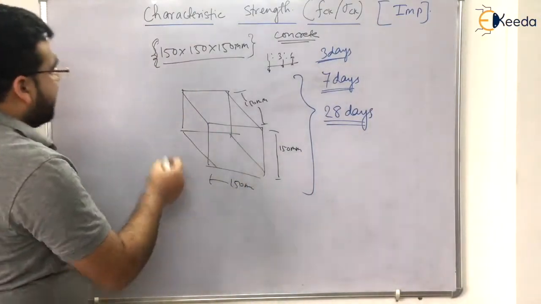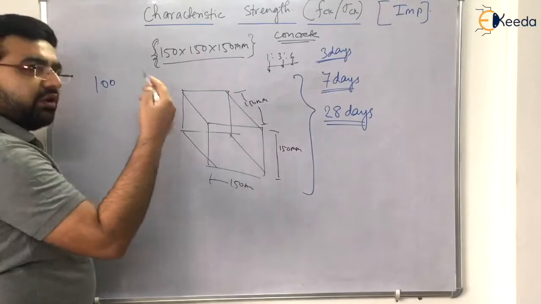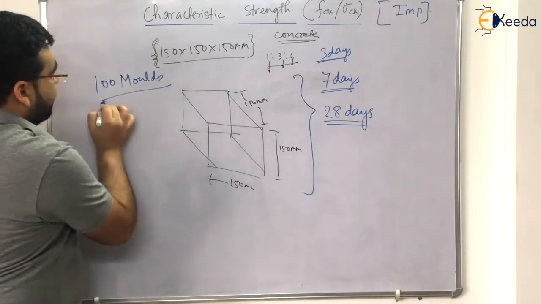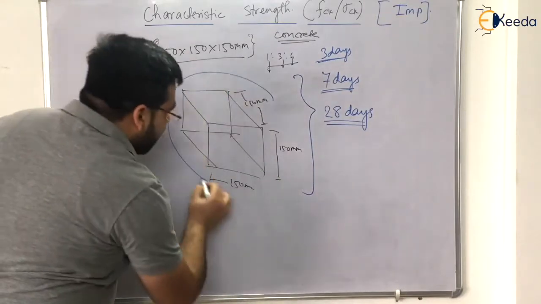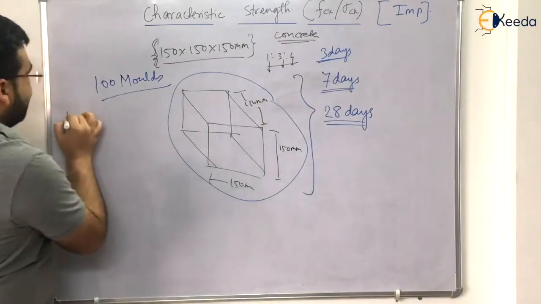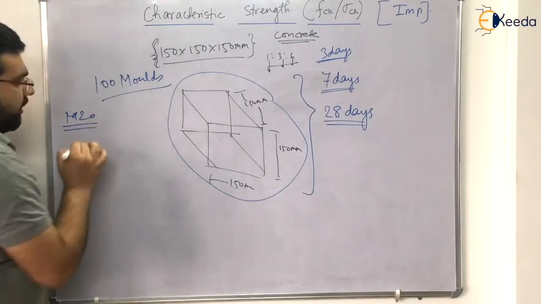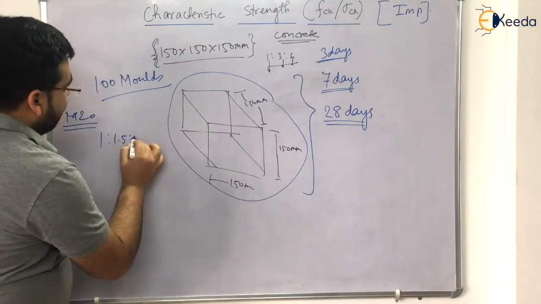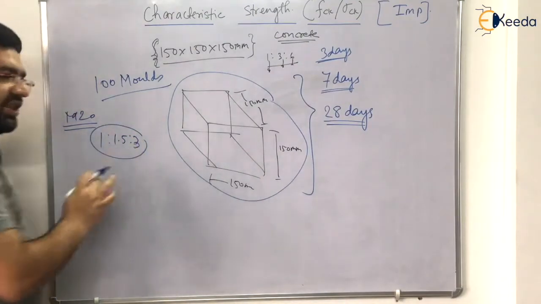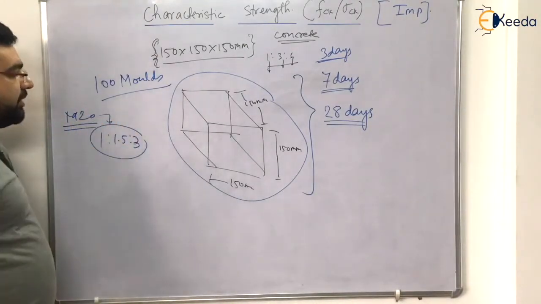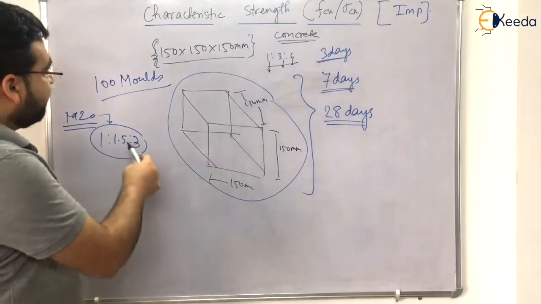Let us say you have made 100 molds of 150 into 150 into 150 mm. Let us say the ratio for the time being is of M20. As per the IS code, the ratio for M20 should be 1:1.5:3 normally. It can change again because it's a design mix, but normally it is 1:1.5:3 as per IS 10262.